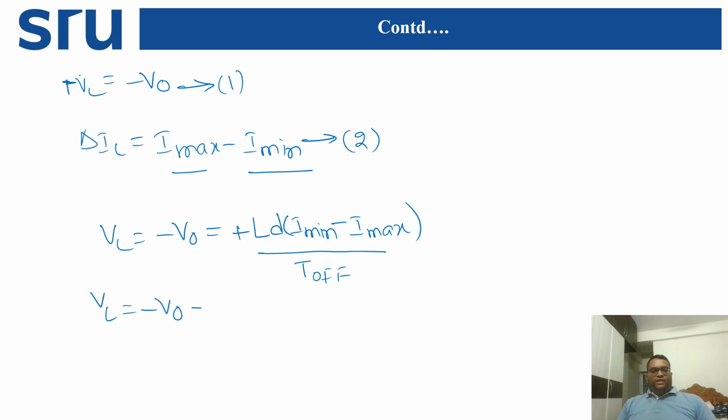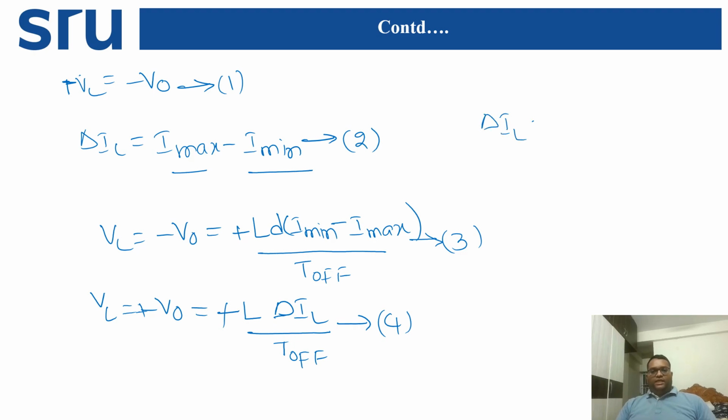VL is equal to minus V naught is equal to minus L into delta IL divided by T off. So this minus minus will get cancelled. Let us take this as equation number 3, and this is equation number 4. Now, from this equation, delta IL is nothing but V naught into T off divided by L. That is the formula.